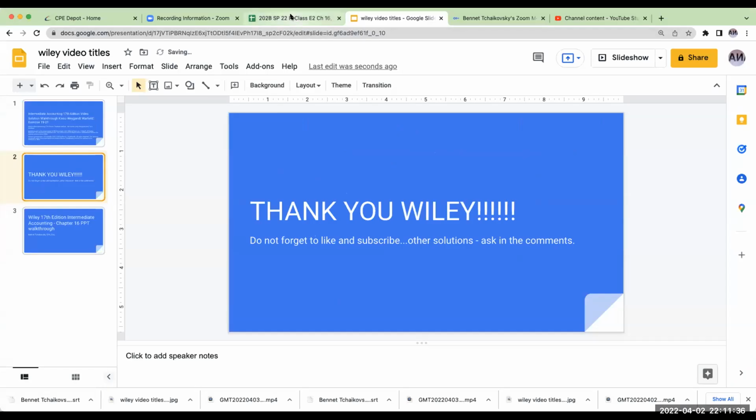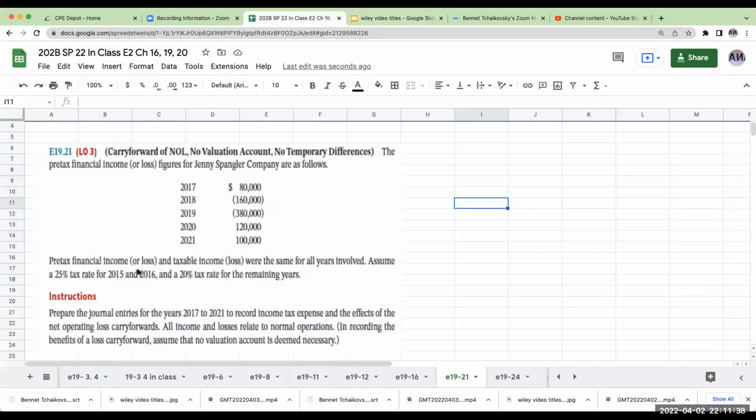Let's go to it. Right over here, we have carry forward of net operating losses, no valuation account, no temporary differences. Prepare the journal entries for 2017 to 2021 to record income tax expense and the effects of the net operating loss carry forwards. Assume a 20% tax rate.